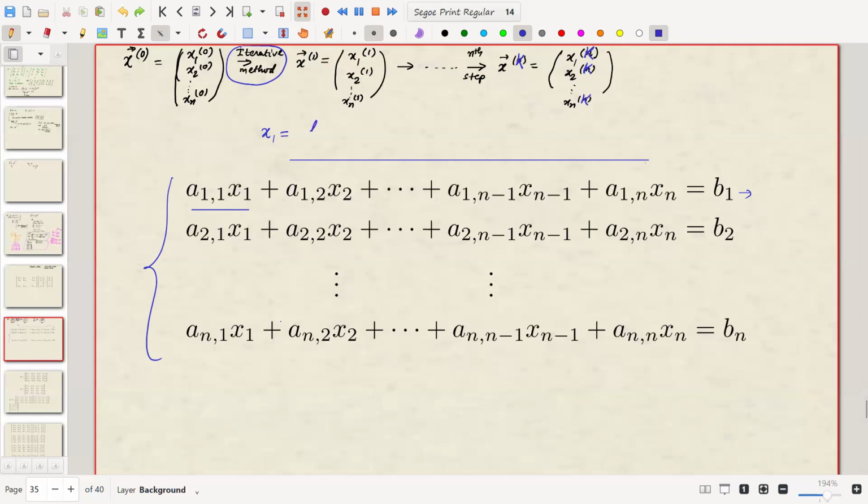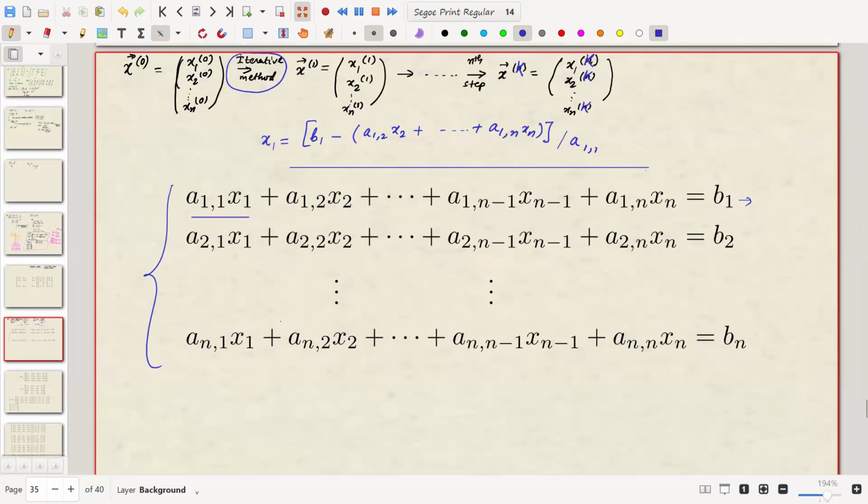x1 equal to, a12 x2 plus something till... yes, fine, okay with you, done, that's good. So divided by a11, okay with you, yes, okay.